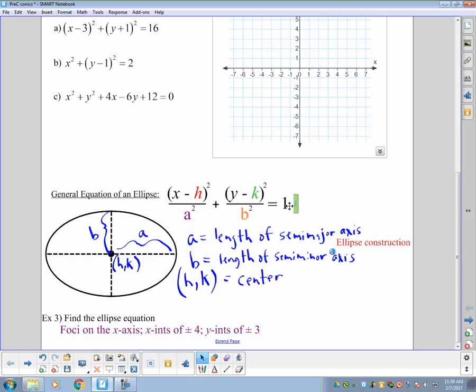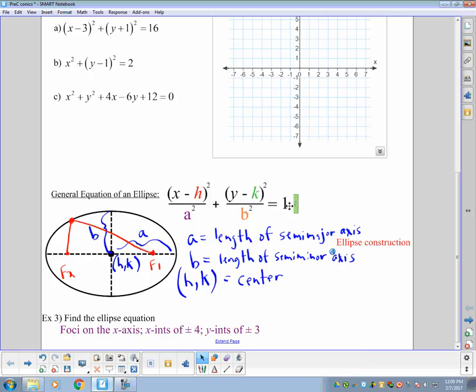The construction of an ellipse. Ellipse construction. If we were to take, well, here's what it means to be an ellipse. An ellipse is where the sum of the distances from one focus, so you might have a focus, call this focus 1, another focus here, focus 2. But the sum of the distance from one focus, that's focus 2, to a point on the ellipse, and then from the point on the ellipse to the other focus is always the same.